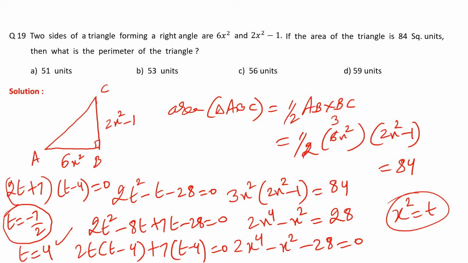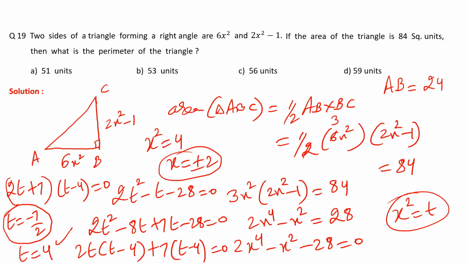So if t is equal to 4, it means x² is equal to 4. So x must be equal to plus minus 2, we can write, because it does not matter whether x is 2 or minus 2. It is not going to create any problem for us. Fine. So from here, now I can easily calculate these two sides. AB will become 6 into 4, which is 24, and BC will become 2 into 4, 8 minus 1, which is 7.